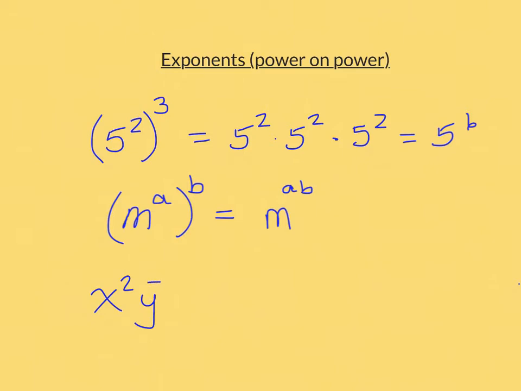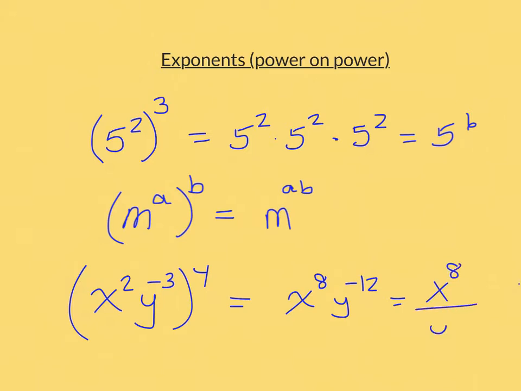All right, so let's just take a look at an algebraic example, maybe x squared times y to the negative 3, all raised to the 4th power. This is x squared to the 4th power, which is going to give me x to the 8th, and I've got y to the negative 12. That negative exponent just says move it to the denominator, so I have x to the 8th over y to the 12th.